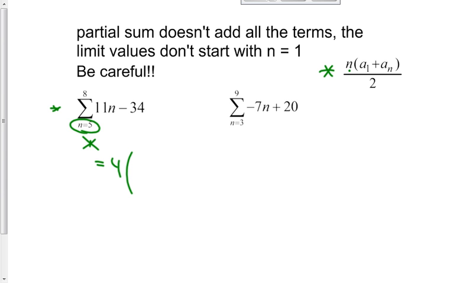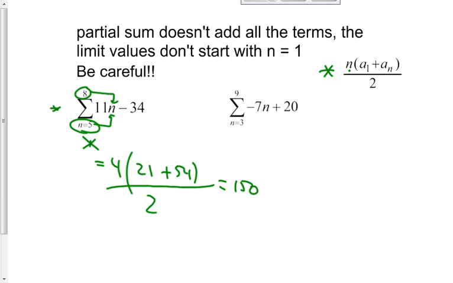And then the first term plus the last term. Take your bottom number of 5, plug it in. 11 times 5 is 55, and 55 minus 34, 21. Plus, now take 8 and plug it in. So same as we did before. Take the bottom number, plug it in. Take the top number, plug it in. 88 minus 34 is 54, and then cut the whole thing in half. Answer should be 150.